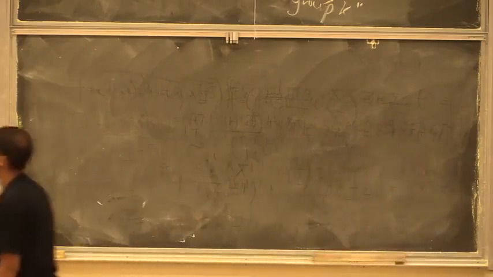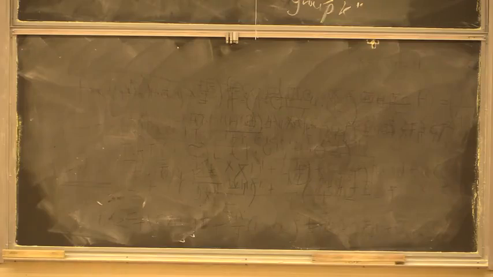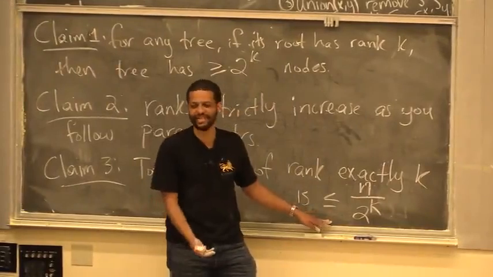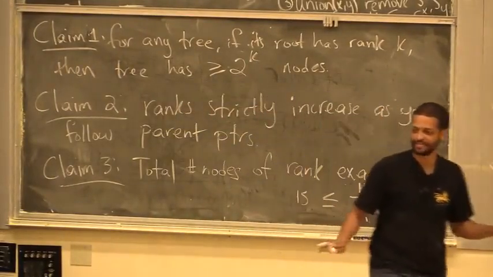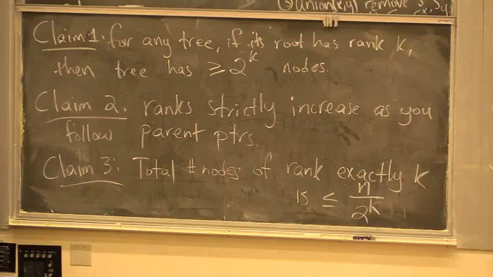What's the biggest rank any item can ever have? Claim 3 says the total number of nodes of rank exactly k is bounded by n over 2 to the k, which means when k is log n, the number of nodes of rank log n is at most 1. The number of nodes of rank log n plus 1 is at most a half, which means it's 0 because it's an integer. So no one can have rank bigger than log n. Right?